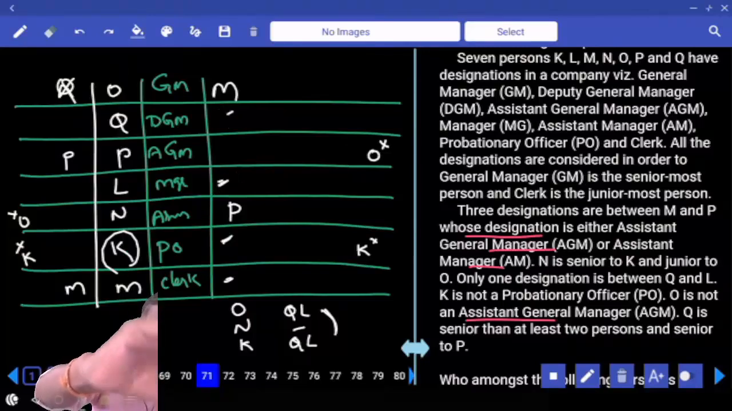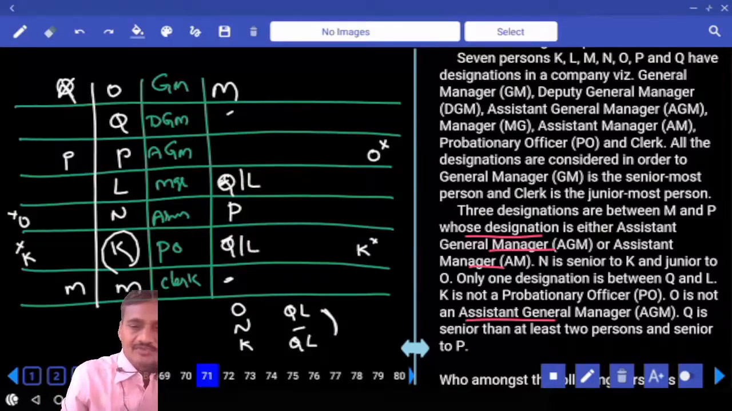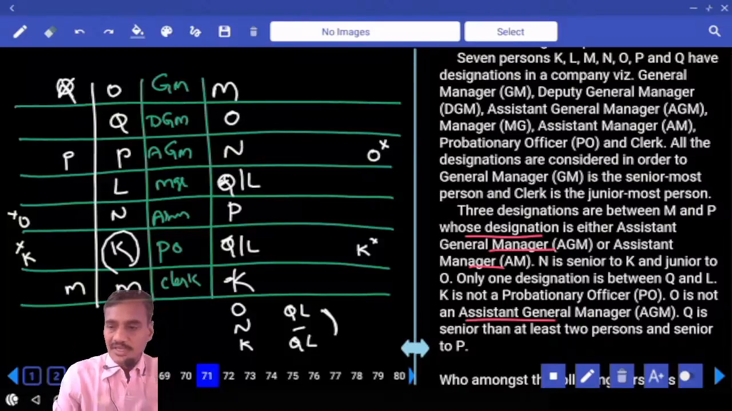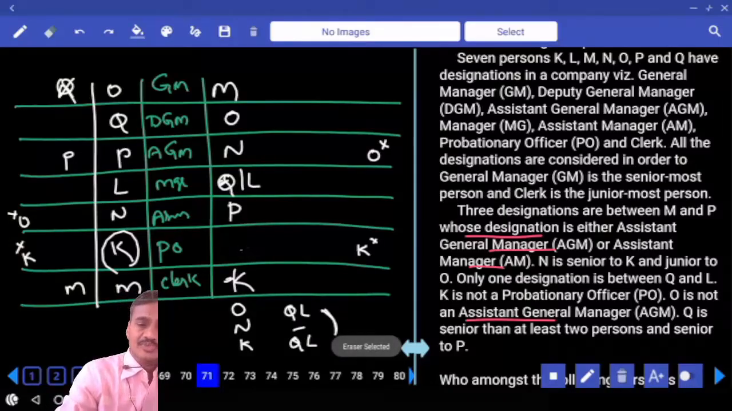As Q and L cannot be here, Q and L must be adjacent to this P. Q and L will be like this. If Q and L were like this, then O, N and K. Now K cannot be here, K must be here. Now this is O and this is N. Then the next one, Q is senior than at least 2 persons and senior to P, hence we cannot have Q below this P. Hence Q is above this P.